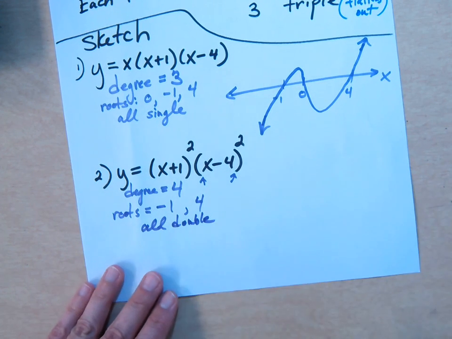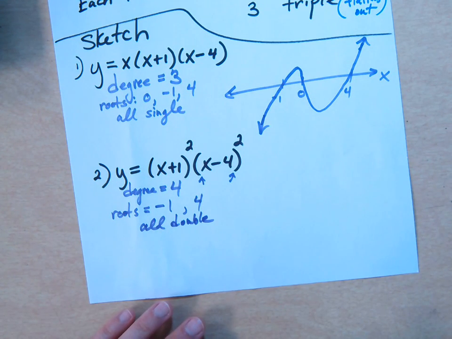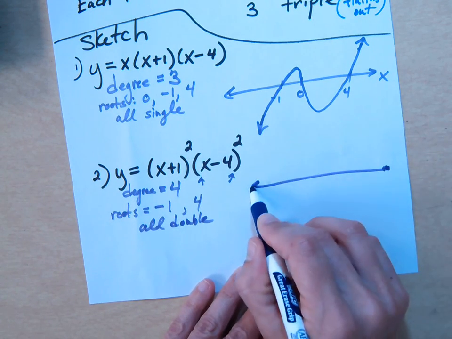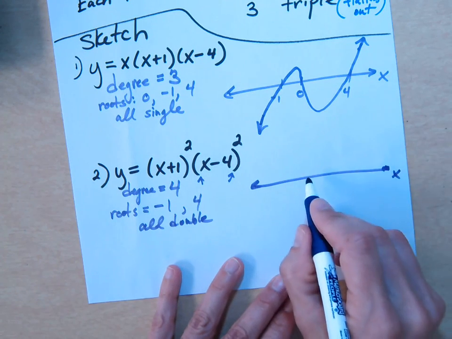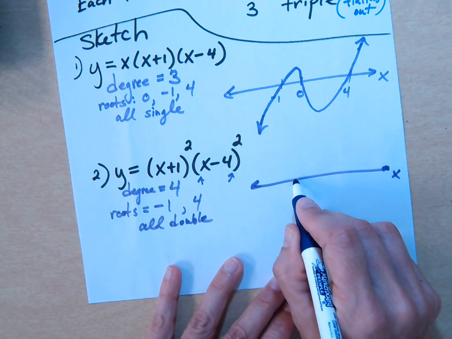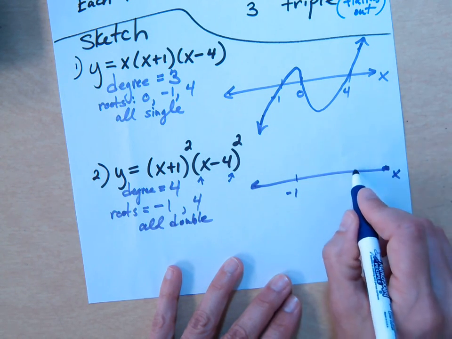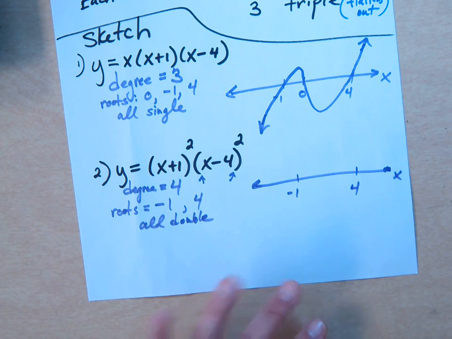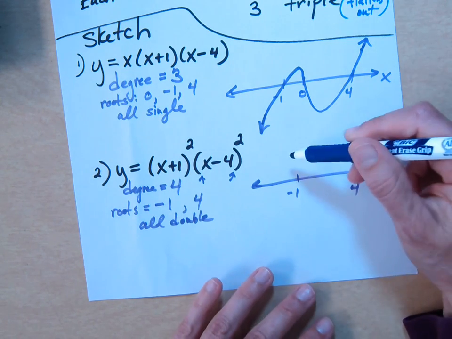And so a double root doesn't pass through, it bounces off. So it looks like this. Let's sketch it. So here's our x-axis, and we're going to plot -1 and 4, which happen to be our x-intercepts or roots or zeros. Those all mean the same thing: x-intercept, root, zero.